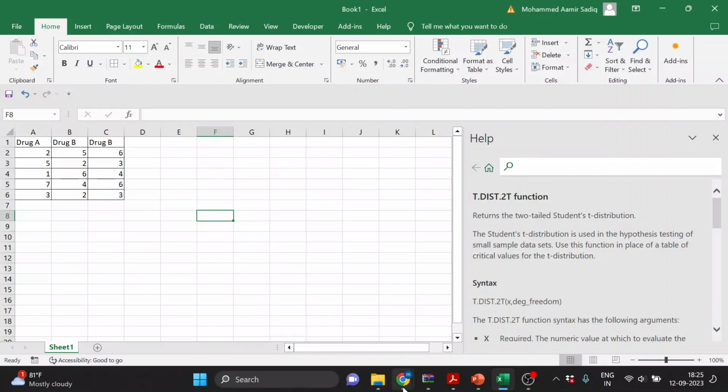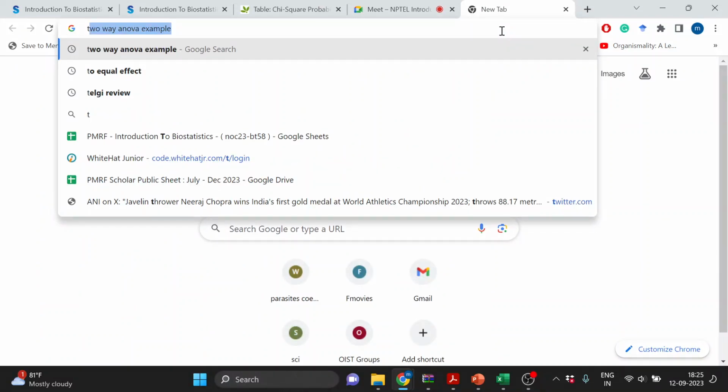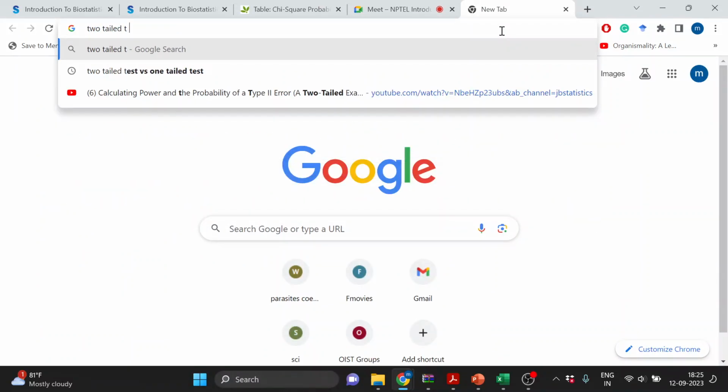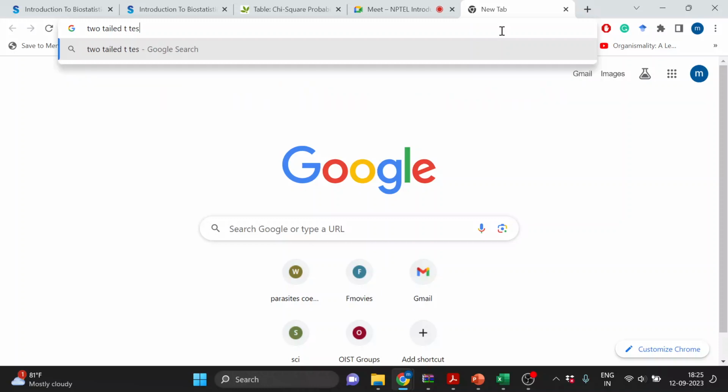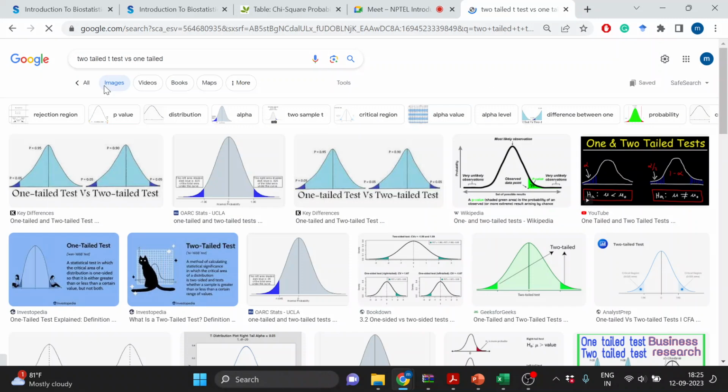So if you look at a T distribution, let's do, I'll just show you this. Two tail T test versus one tail. Let's look at an image of that. Okay, so this is what it is.